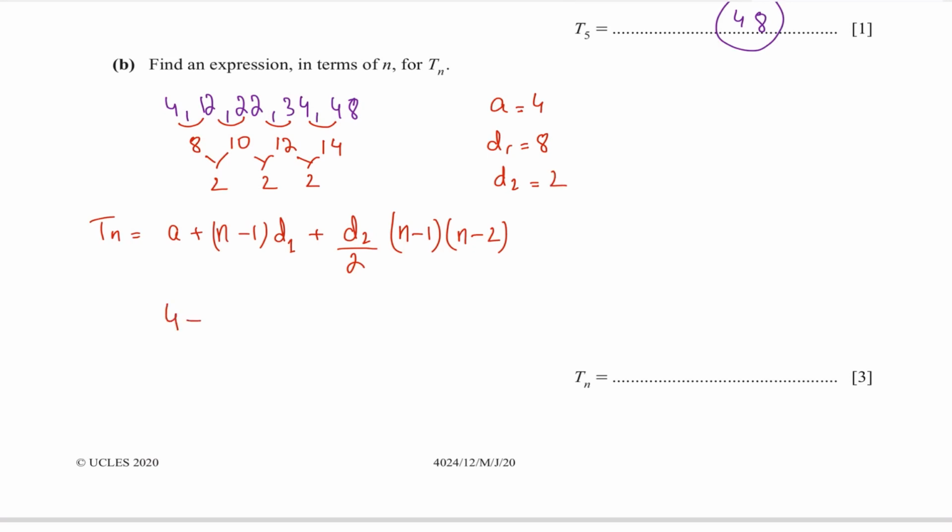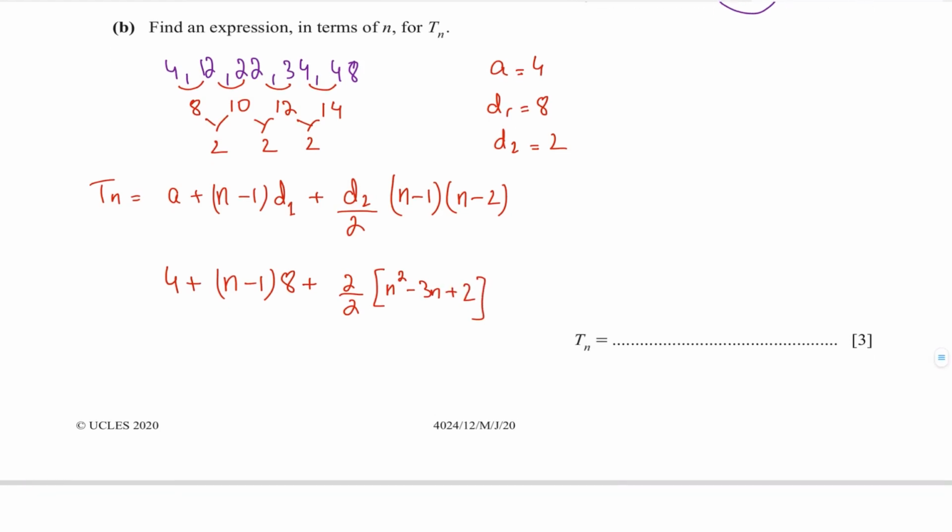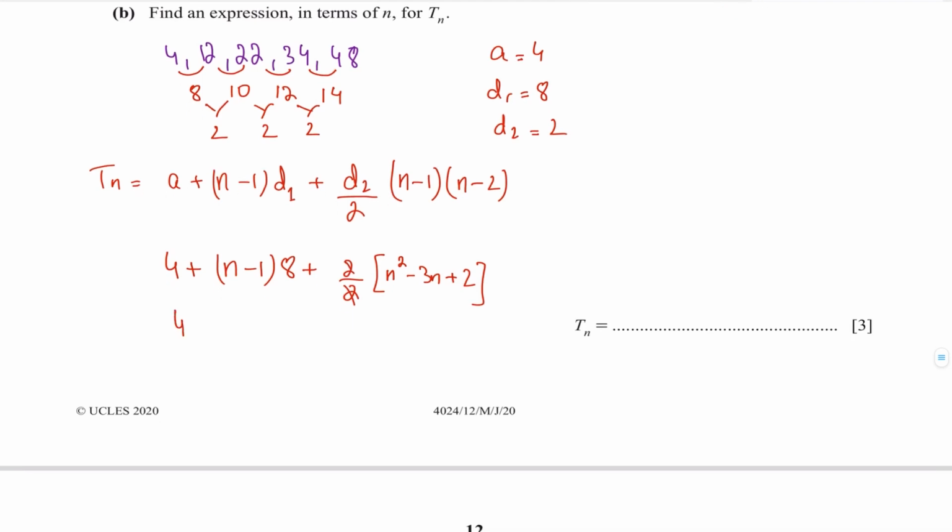So this is going to be 4 plus (n minus 1) times (8 plus 2) upon 2, and then if you expand (n minus 1)(n minus 2), you're going to get n square minus 3n plus 2. You can just memorize the expanded version, that's going to save you a lot of time. So these two get cancelled out, and then we have 4 plus 8n minus 8 plus n square minus 3n plus 2. Okay, now let's try and simplify this.